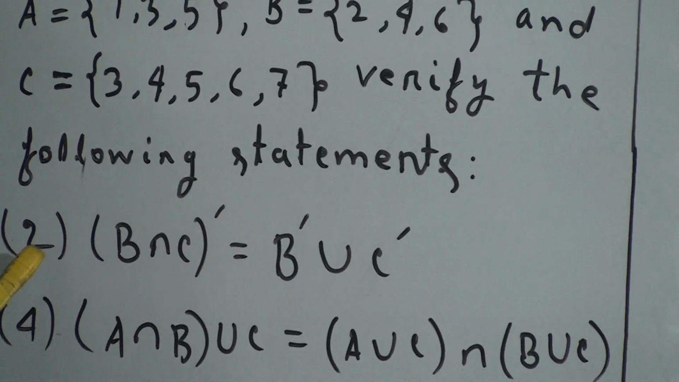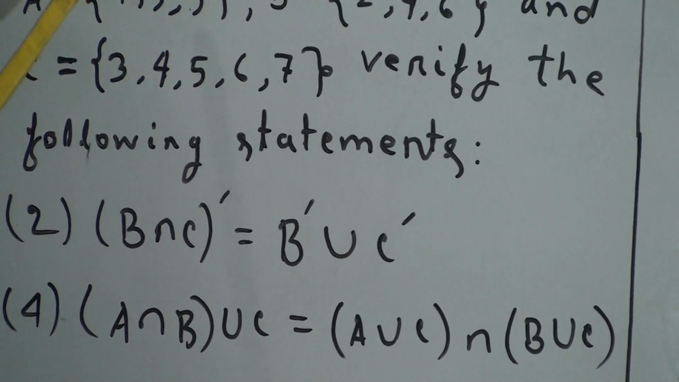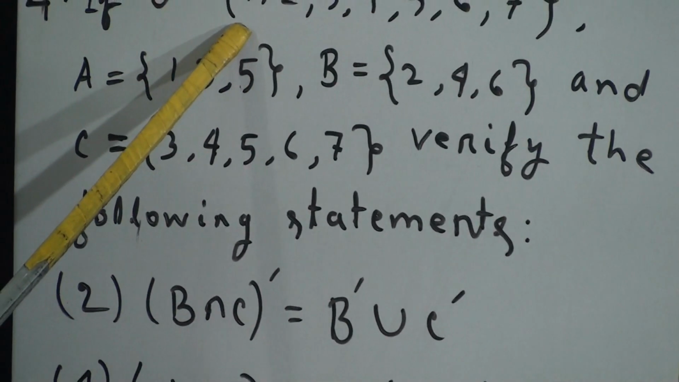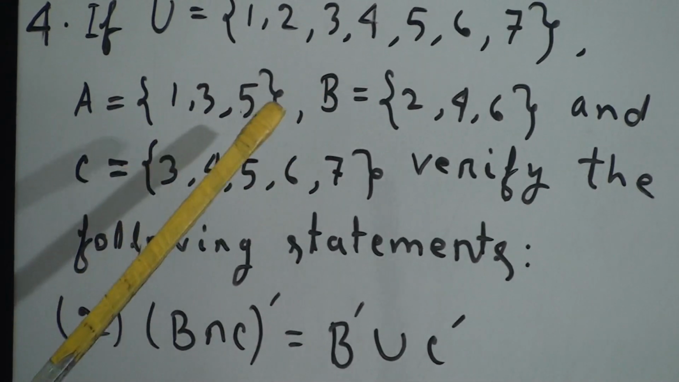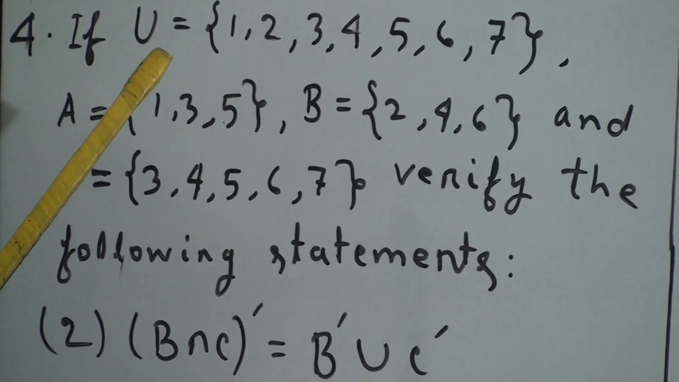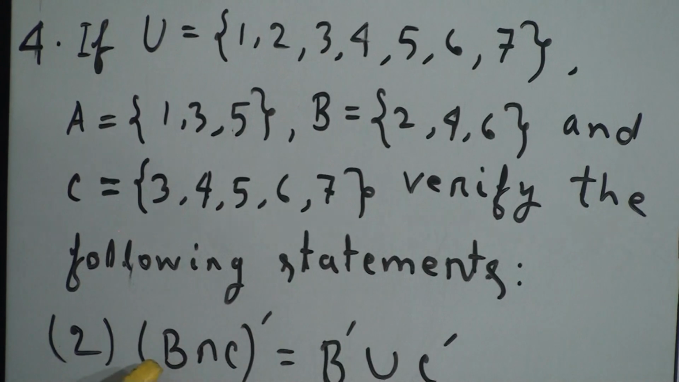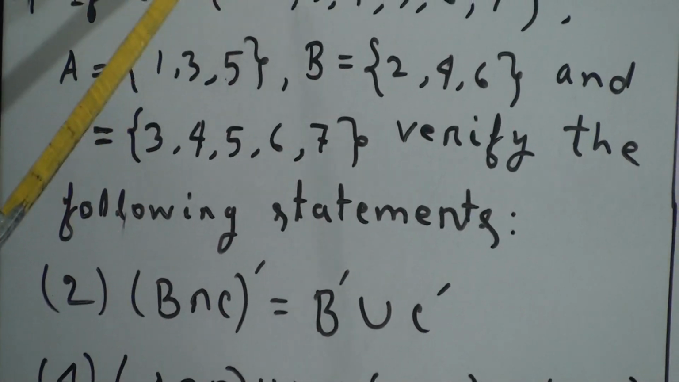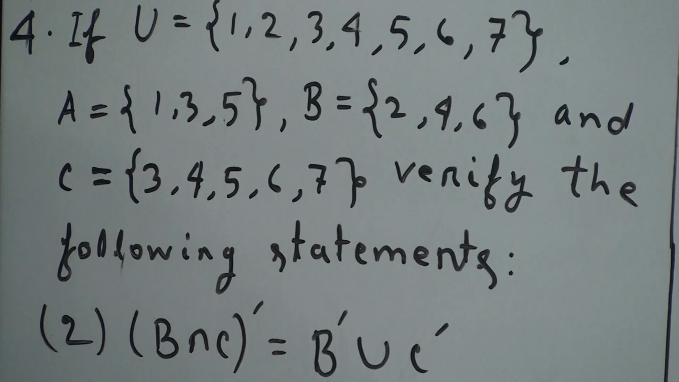Okay, at first we will solve question number two, and here U is the universal set and A, B, C are subsets of U. At the time of solving, we will write the value of U, the value of B and the value of C.